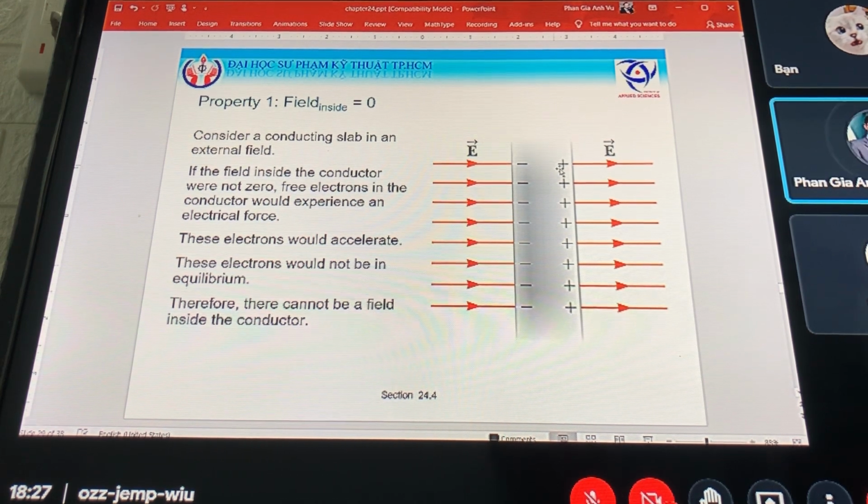Then let's say in metal we have here electron, so the free electron will be attracted to the left of the piece here and leave the right side of the metal piece here with the positive charges, right?